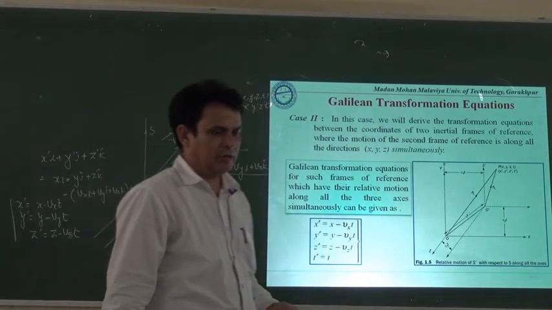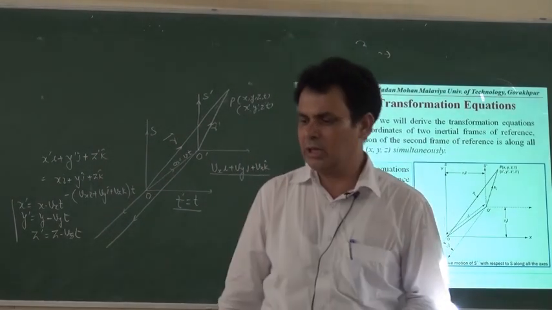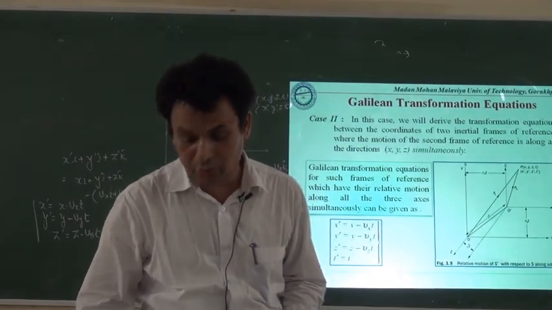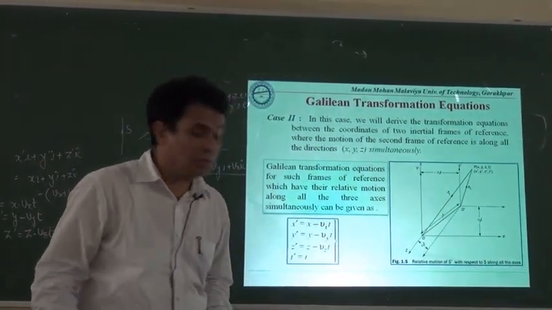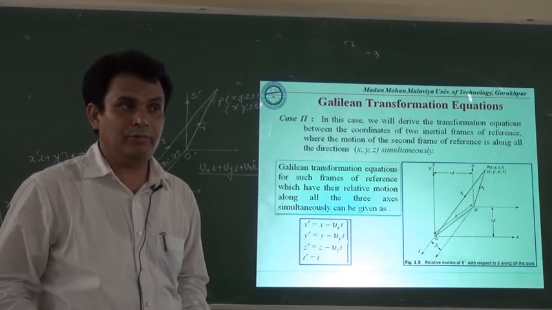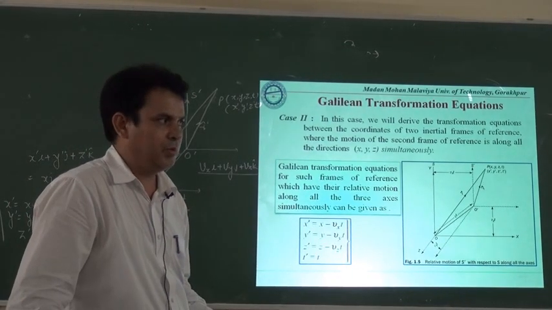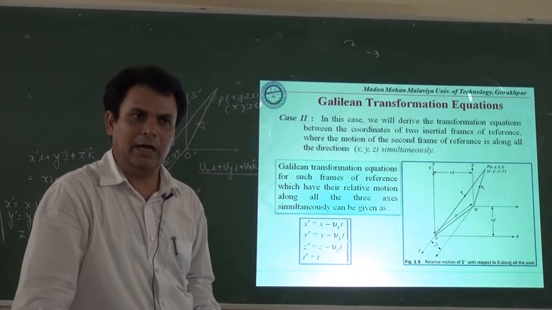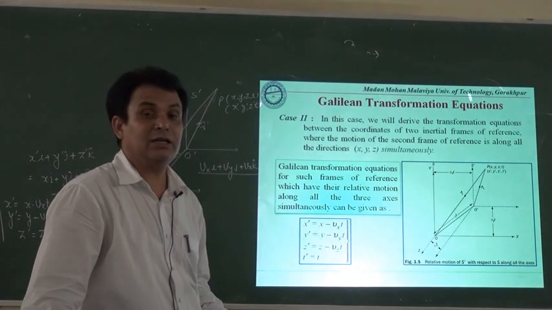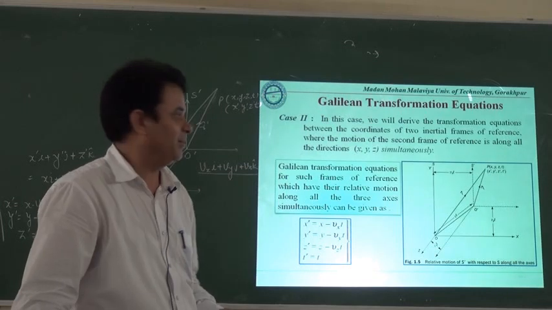So these are the Galilean transformation equations suggested by Galileo in order to define the relation between the coordinates observed by an observer in the static frame and in the moving frame of reference, under the condition of inertial frames of reference.